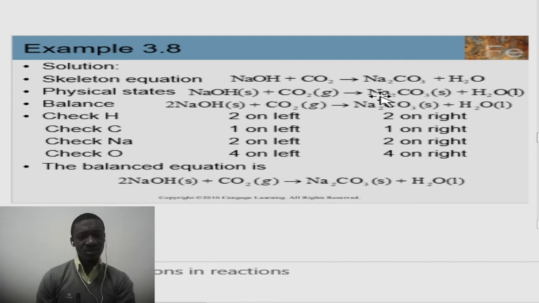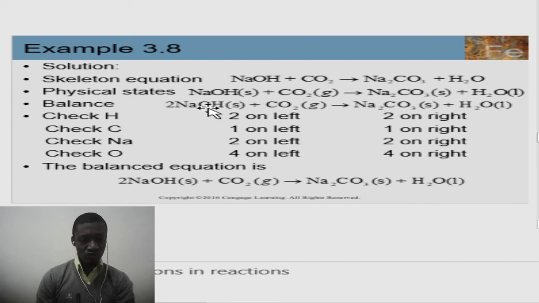Then what else are you looking out for? Let's look out for hydrogen, because we have 1 hydrogen. So you have 1 hydrogen, you have 2 hydrogen here currently because you have added 2. You have 2 hydrogen here and 2 hydrogen here, so it's balanced. And then you look out for carbon. You have 1 carbon here and 1 carbon here, which is balanced.